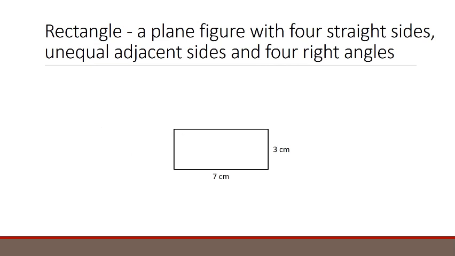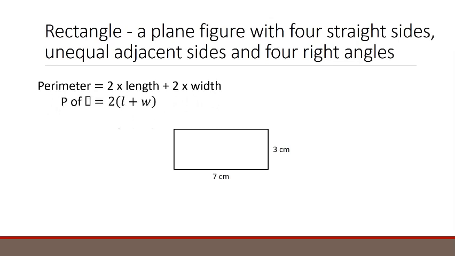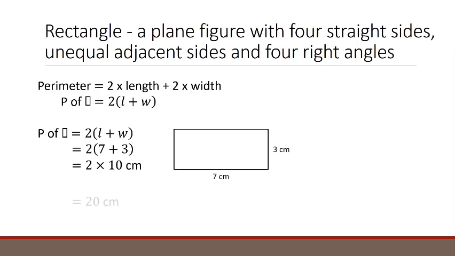Our next figure is a rectangle, which is a plane figure with 4 straight sides, unequal adjacent sides, and 4 right angles. The perimeter is simply twice the length plus twice the width, or P equals 2 brackets L plus W, close brackets. So we write the formula and substitute L for 7 and W for 3. 7 plus 3 is 10, 2 times 10 is 20 centimetres.